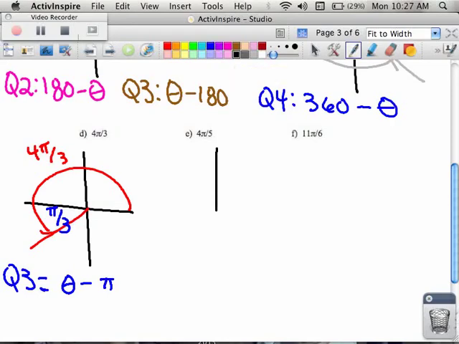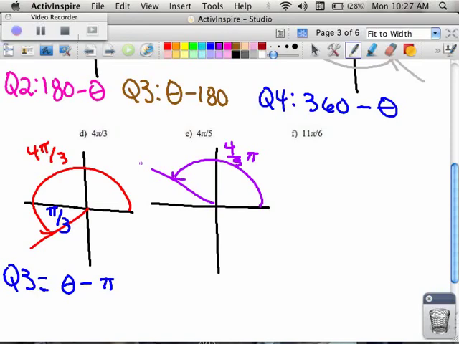Next one. Uh-oh. 4 pi over 5. Do we ever talk about pi over 5s on our unit circle? No. Doesn't matter. So in this next one, 4 pi over 5 is 4/5 of the way to pi. Here's halfway to pi, right? Pi over 2 is the y-axis. The x-axis on the left side is pi. 4/5 of the way to pi is in between those somewhere. So this is 4/5 of a pi, or 4 pi over 5. Here's my terminal side.